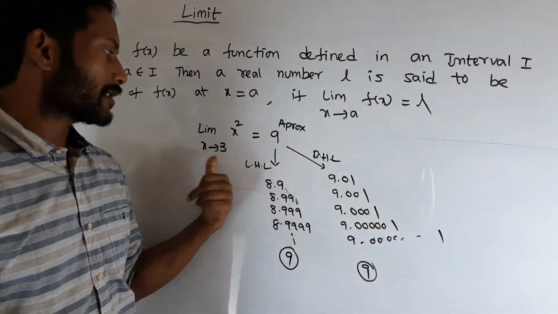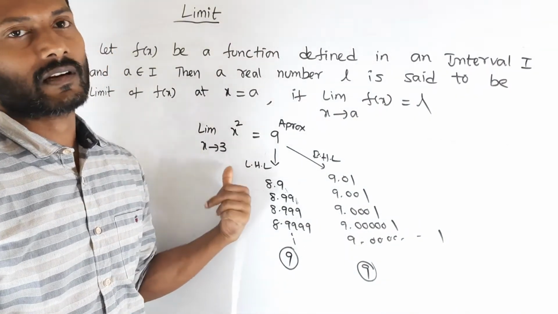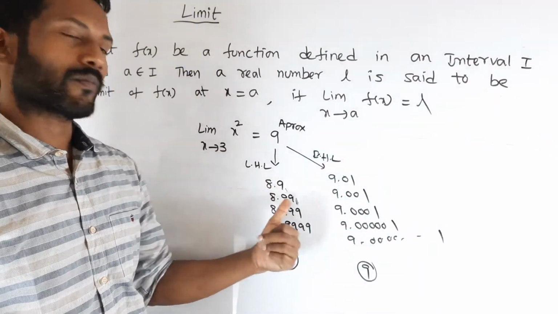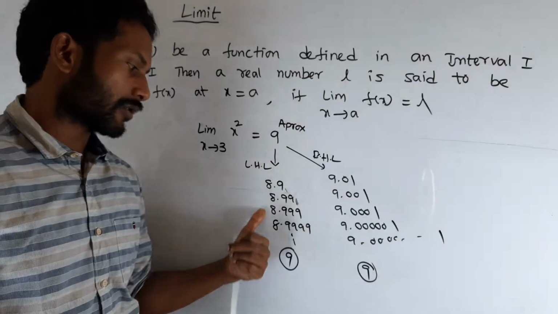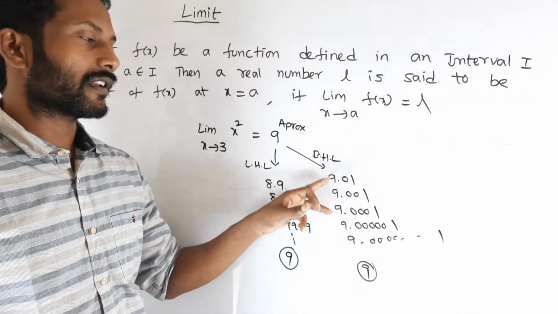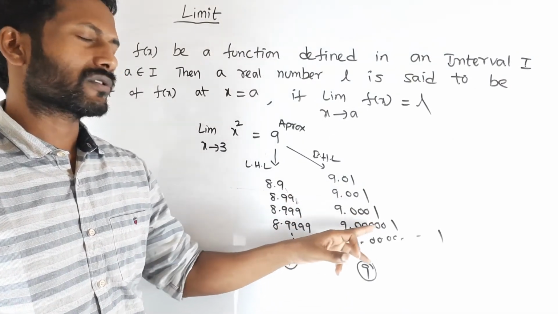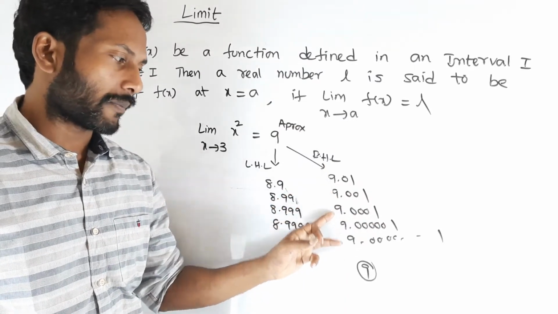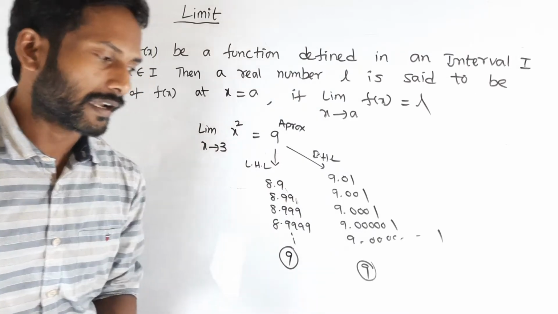So x tends to 3 means left hand side closer to 3 or right hand side closer to 3. Left hand side closer to 3, the result is 8.9, 8.99, 8.999, which approaches 9. Right hand side, 9.01, 9.001, 9.0001, 9.00001, very small differences, which also approaches 9. So approximately what is the answer? 9.